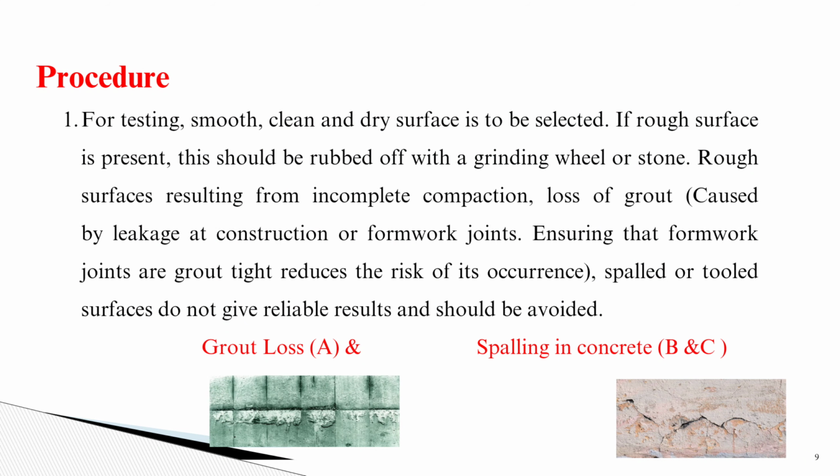Procedure. First, for testing, a smooth, clean and dry surface is to be selected. If a rough surface is present, this should be rubbed off with a grinding wheel or stone, that is abrasive stone. Rough surface results from incomplete compaction, loss of grout. Loss of grout is caused by leakage at construction or formwork joints. Ensuring that formwork joints are grout tight reduces the risk of its occurrence. Spalled or tooled surfaces do not give reliable results and should be avoided.